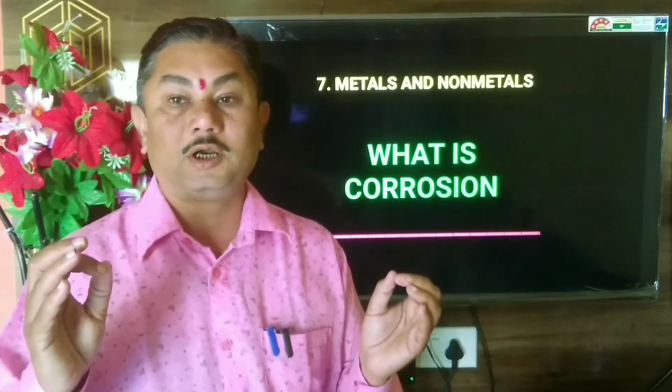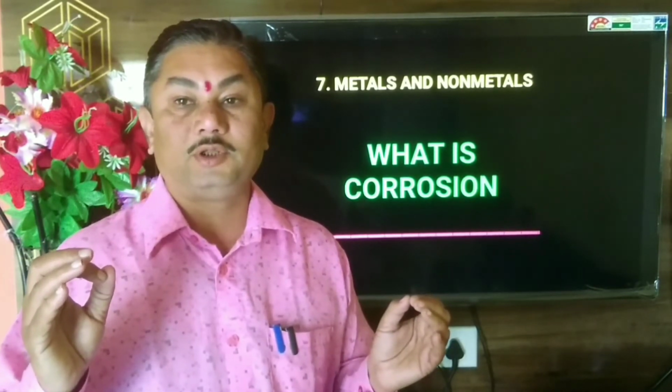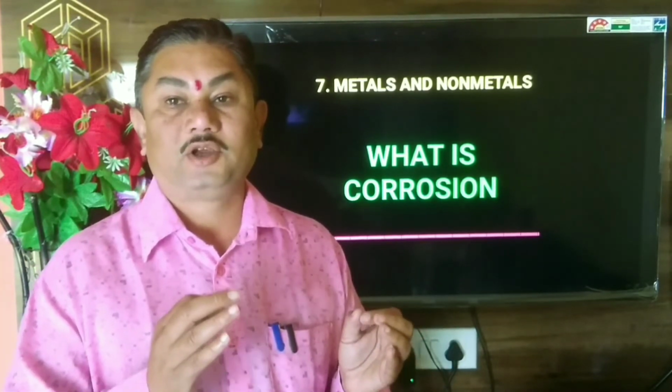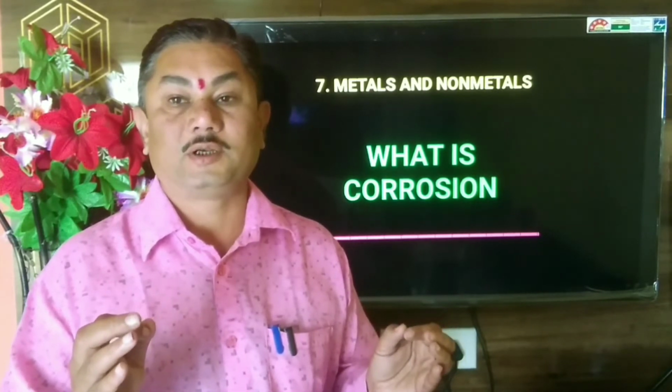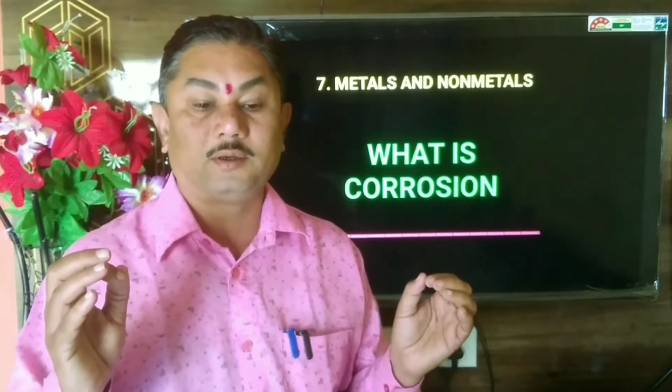A reddish colored layer is formed on the iron by reaction with oxygen gas. The slow oxidation of iron takes place in presence of moisture and oxygen. This is called rusting of iron.